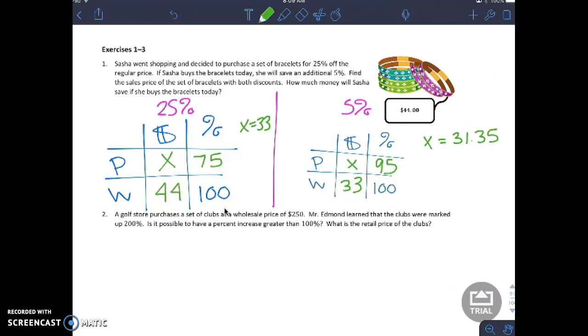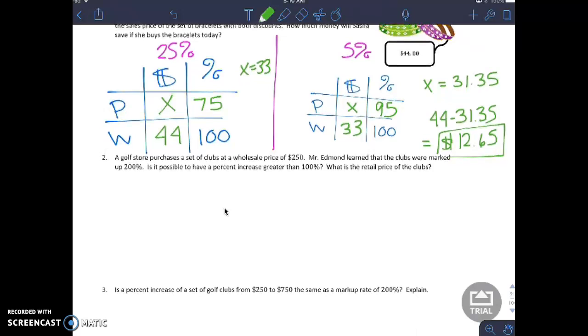But the question is, how much will she save? So you have to subtract that from the original. So it originally cost $44 minus $31.35. So she is saving $12.65. And that would be your answer to question 1. For number 2, I'd like you guys to pause the video and please give it a shot.